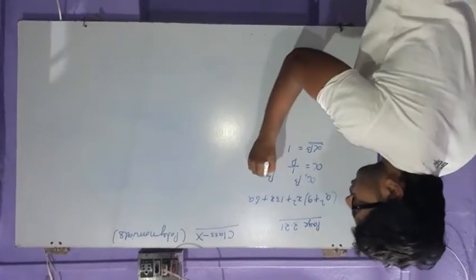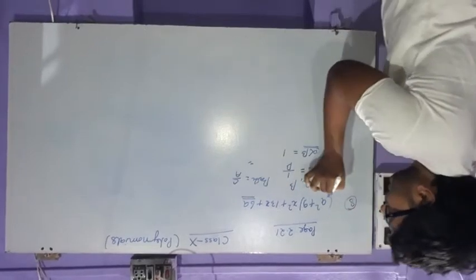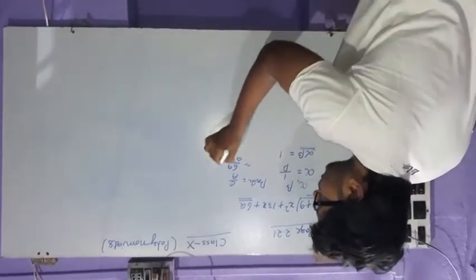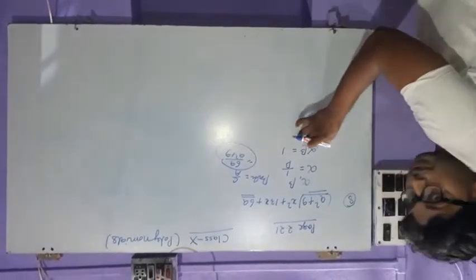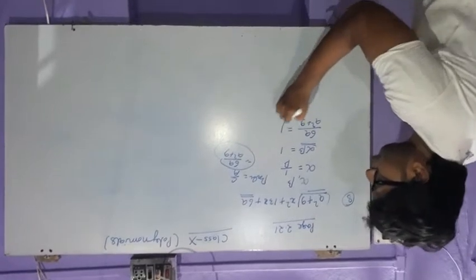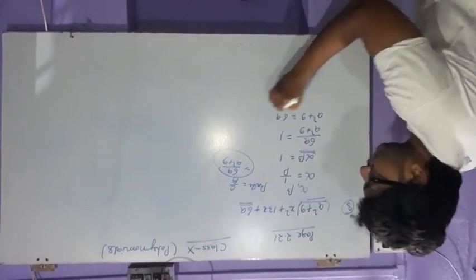What is the product of this equation? Product is c by a. So where is c? c is this one and a is this one. So 6a upon a square plus 9. We will put this equal to 1. So 6a by a square plus 9 is equal to 1. We have to cross multiply it: a square plus 9 is equal to 6a.